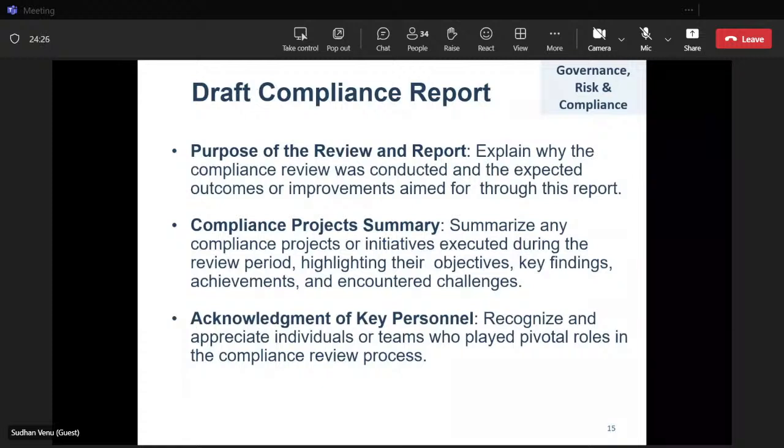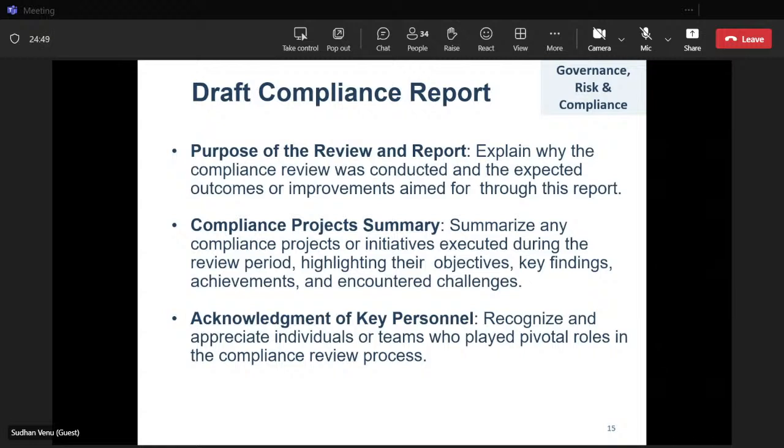And next one is the purpose of the review and report. What is the purpose we are going to review for those reports, and the review is moving to the report manner, and that is what outcomes we expect and what improvements we aim for through this report. And the next one is the summary of the complaints projects.